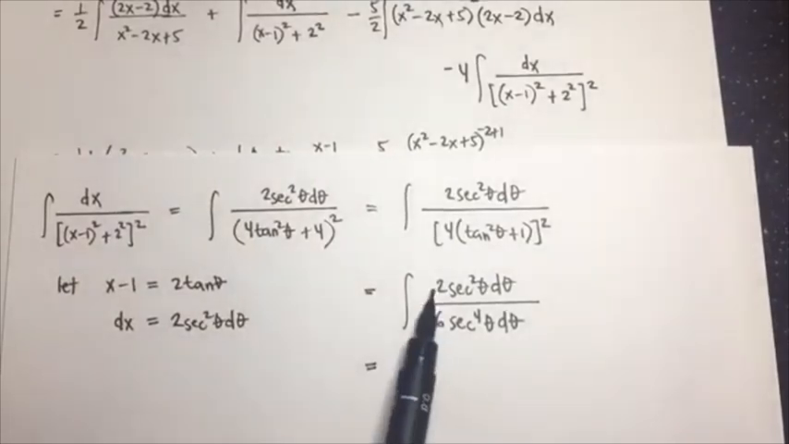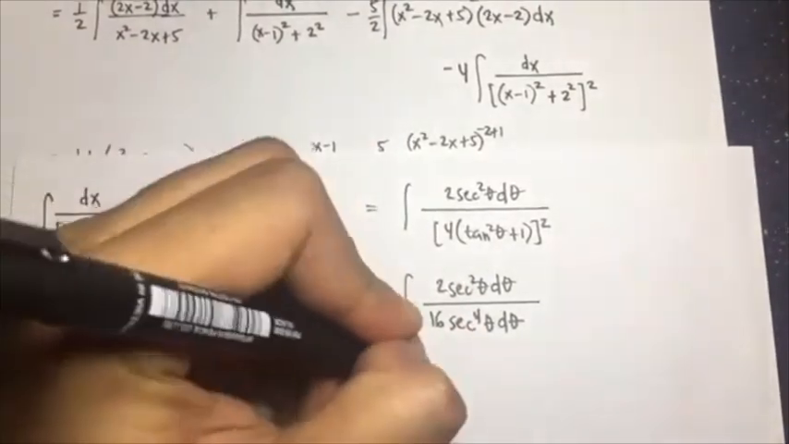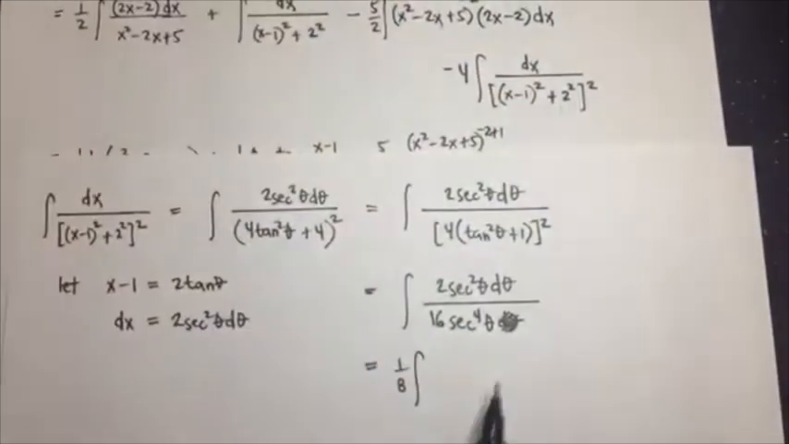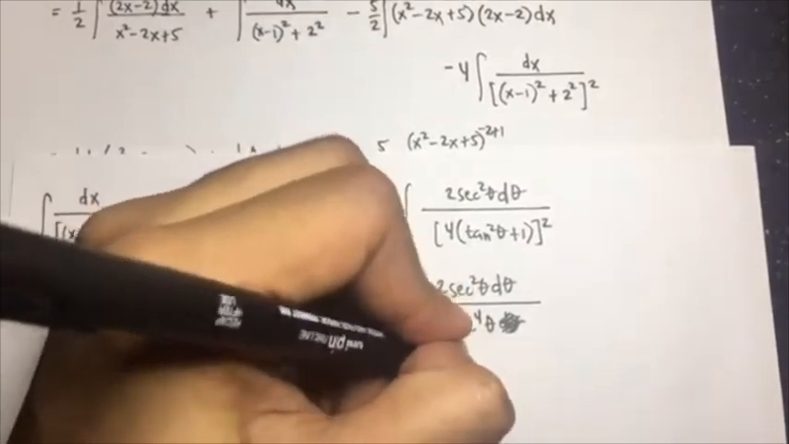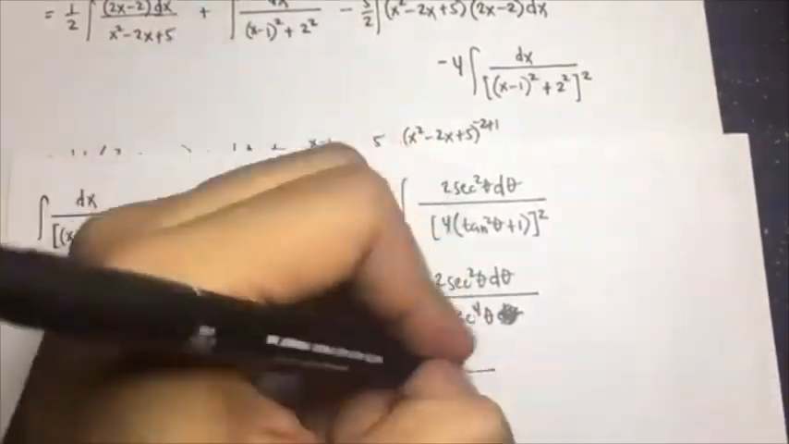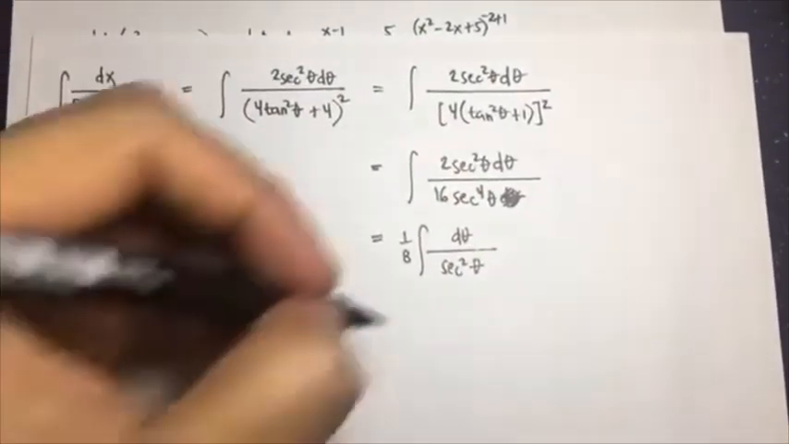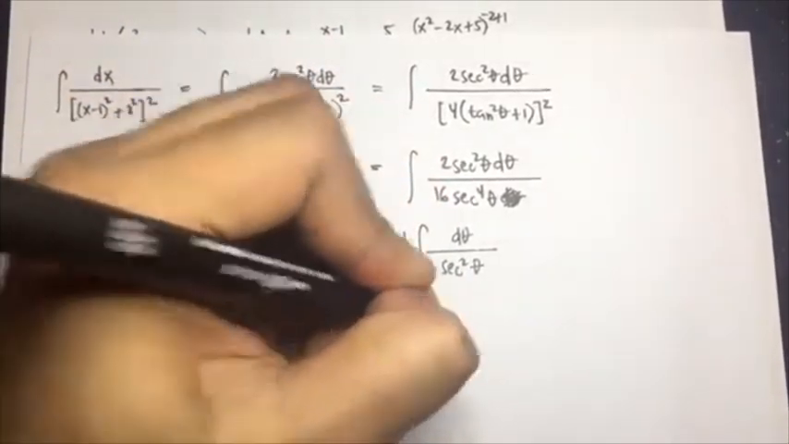Okay, so we have 2 over 16, that is 1/8, so we can write that outside the integral sign. Integral of secant squared theta over secant to the 4th theta, sorry, there's no d theta there. So secant squared theta over secant to the 4th theta is 1 over secant squared theta, right? So d theta over secant squared theta, and 1 over secant squared theta is equal to cosine squared theta.